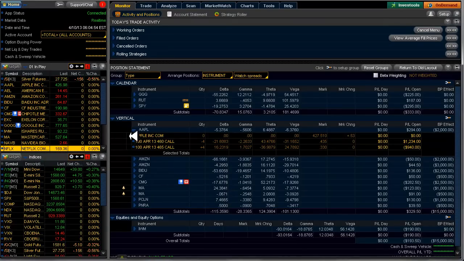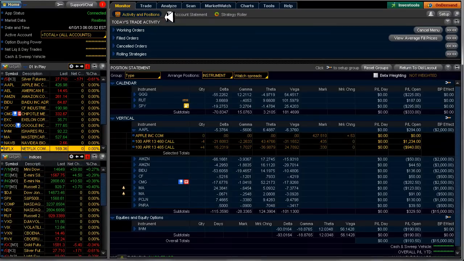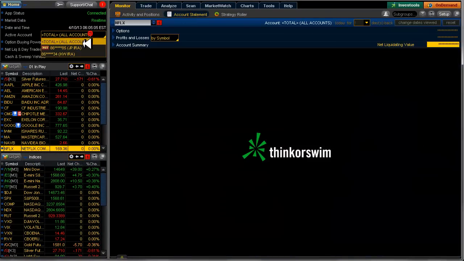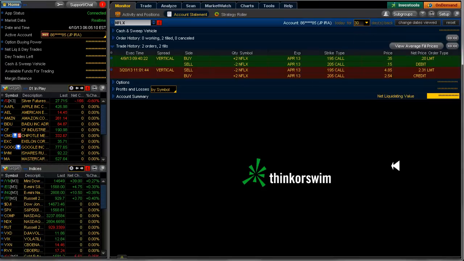I did close the, oh, that's why that line is yellow. I did close this one yesterday, and let's take a look at how that looks on the account statement. Now let's go back 30 days. I collected $2.31 for it, and I closed it. It cost me 20 cents for a total of $2.11 times 200. So that is a pretty good trade. I'm pretty happy with that one.